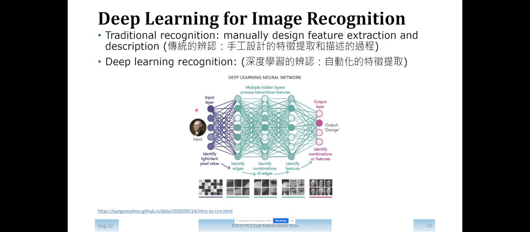Okay, now let's go back to the problem of using deep learning for image recognition. As I said, in the past, traditional recognition would be something like we manually design feature extraction and description. But now what we are doing is letting the neural network automatically learn the feature extraction. Basically, it's like an automatic feature extractor.